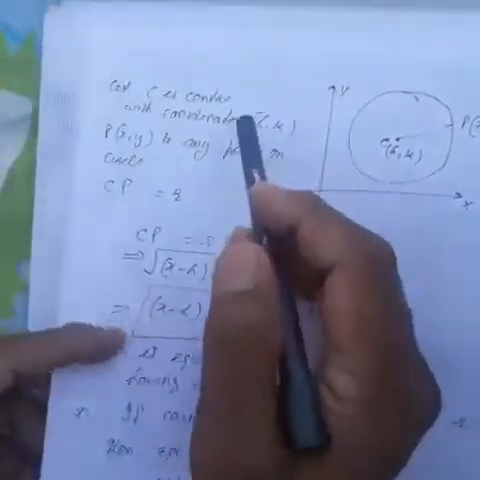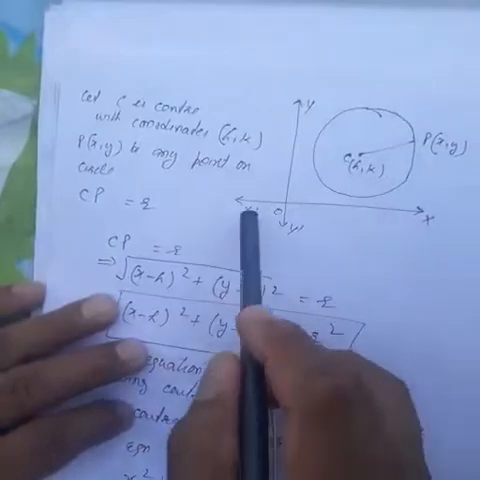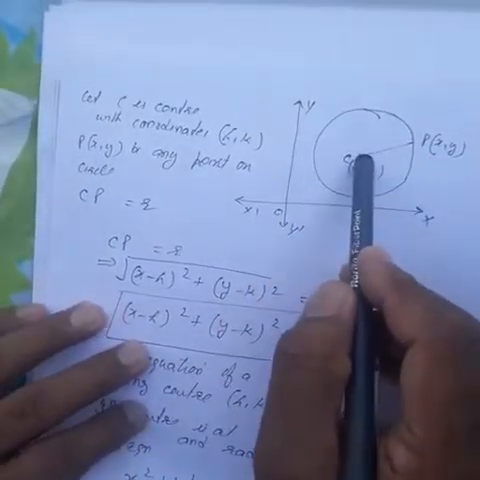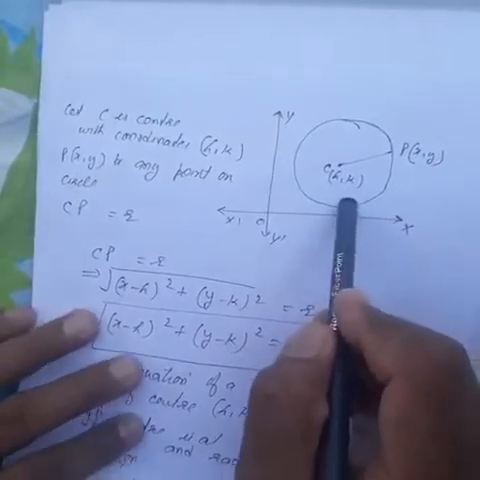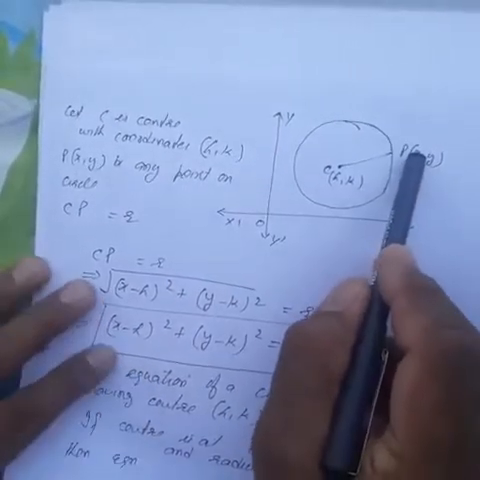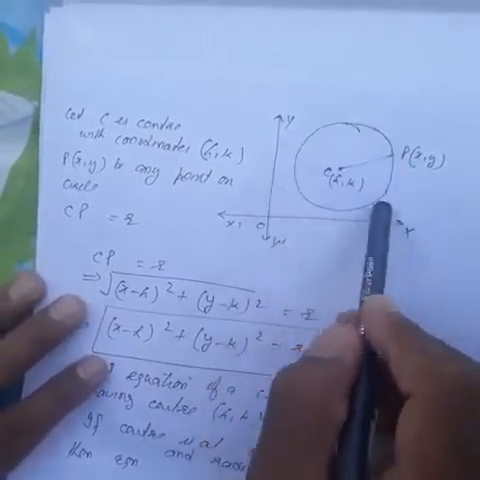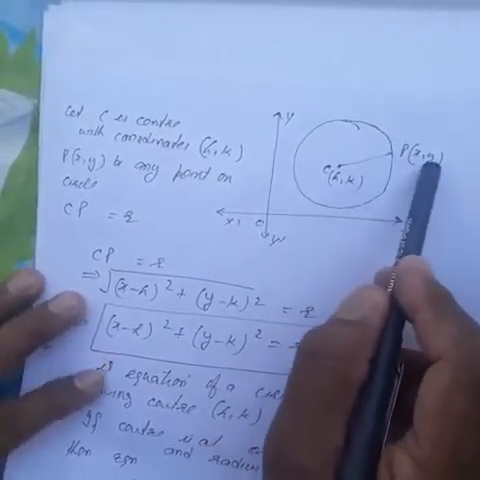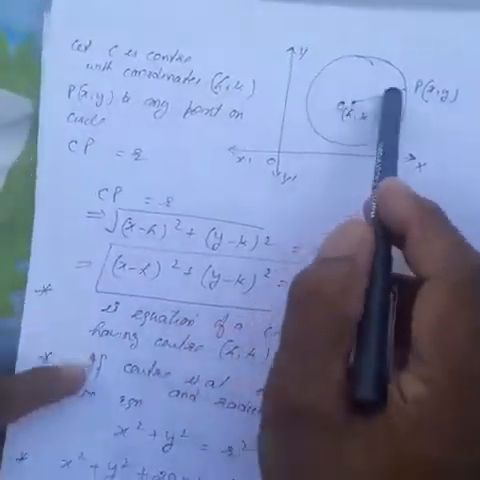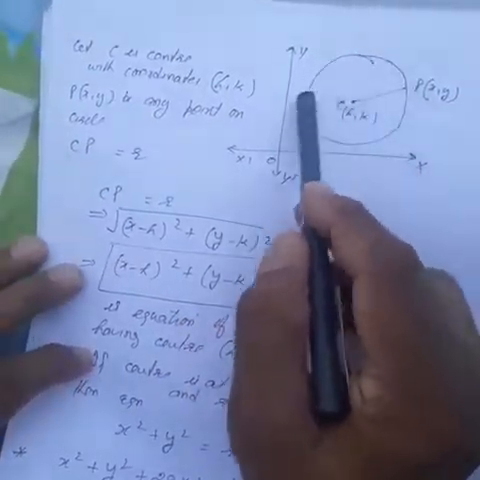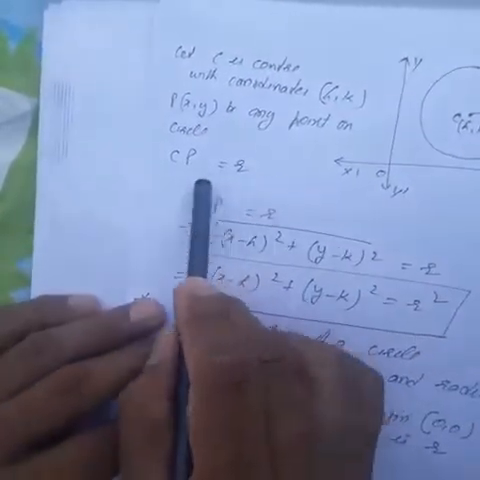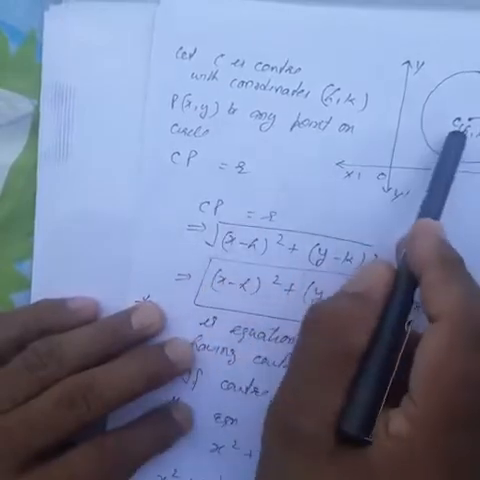Now in this, this is the xy plane, and this is a circle. C is the center of the circle, and let the coordinates of C be (h, k). P is any point on the circle, let the coordinates of P be (x, y). Now the distance CP should be constant. Let this distance CP be equal to r. This r will be the radius of the circle.